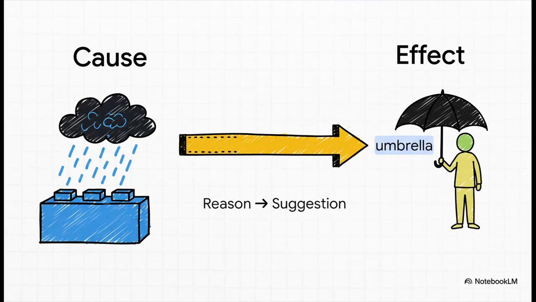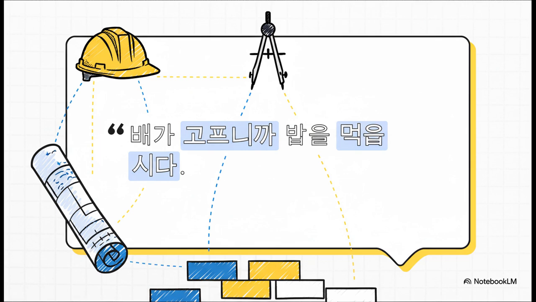This just illustrates the connection so brilliantly. The reason it's raining leads directly and so logically to the suggestion, take an umbrella. It's a perfect construction. Let's move on to our second build. Are you ready? Here we go. 배가 고프니까 밥을 먹읍시다. Let's hear that flow again.